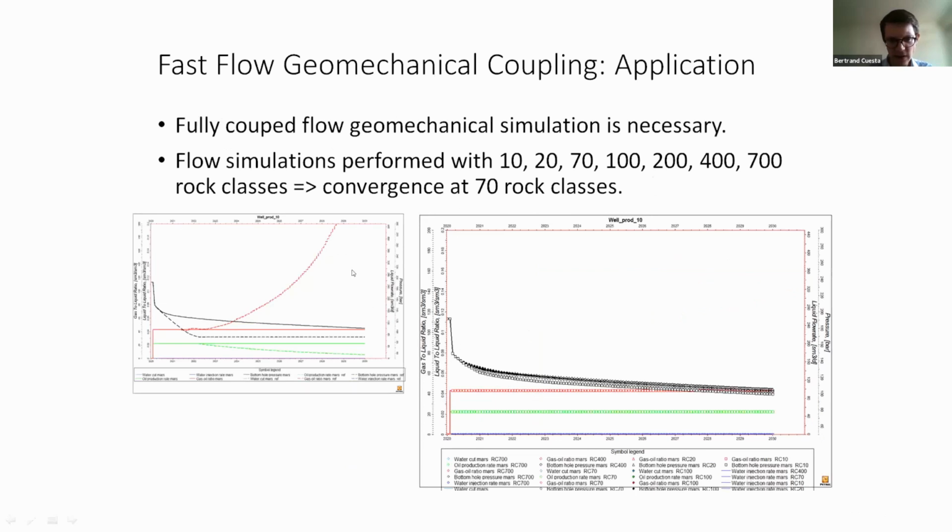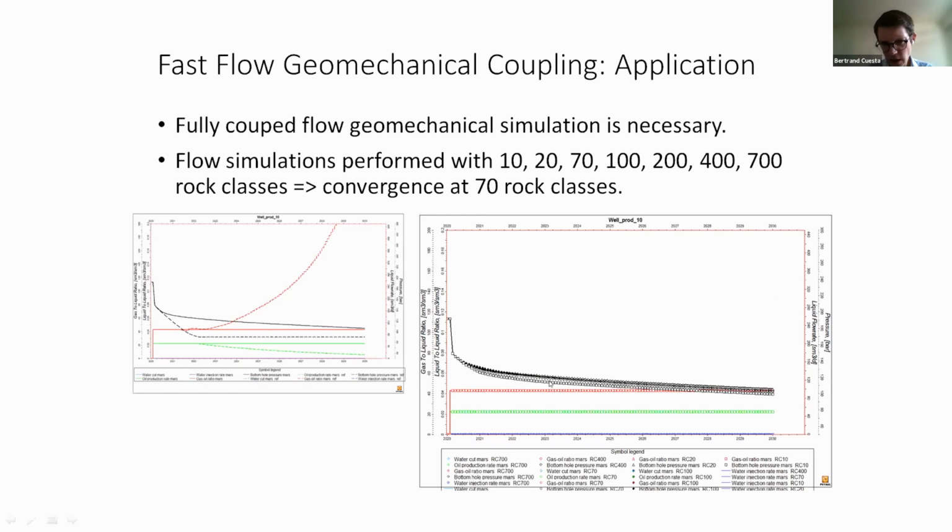And here are the results. Remember the graph from one of the first slides. This is our case when we take into account compaction, the continuous line, and when we don't, so we see that we cannot neglect compaction. And here is what happened with the fast flow geomechanical simulation.